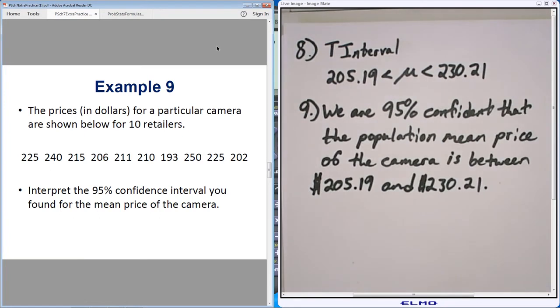$205.19 and $230.21. There's the interpretation.